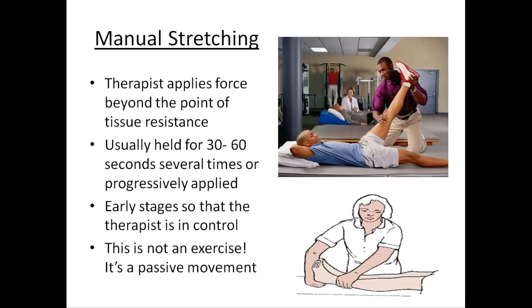So manual stretching. Here you can see the therapist applying a force to the tissues of the posterior chain, mostly the hamstrings here, and you're going to hold that stretch anything between 30 to 60 seconds, and you might do that several times. Early stages, you want the therapist in control, and remember, this is not really an exercise, it's a passive movement, so the patient is allowing the therapist to stretch them.